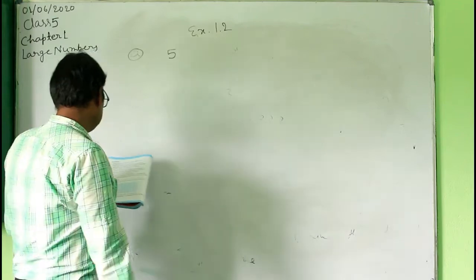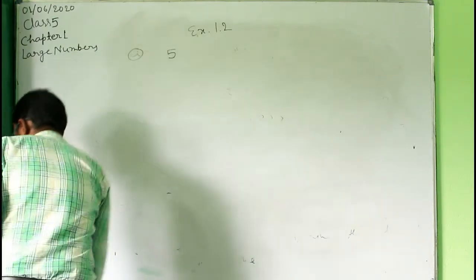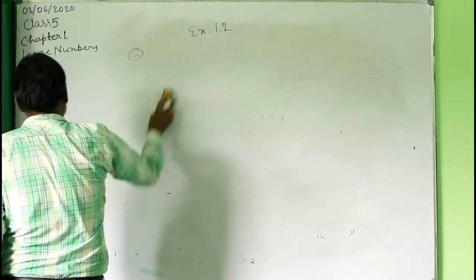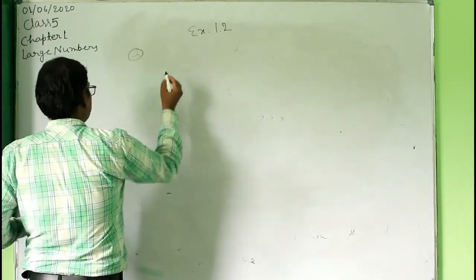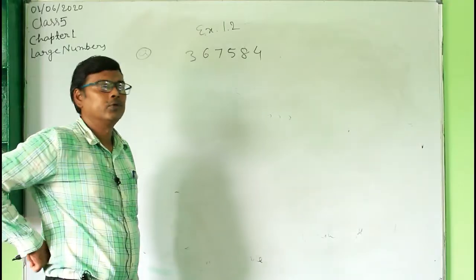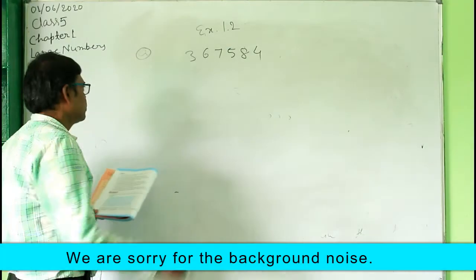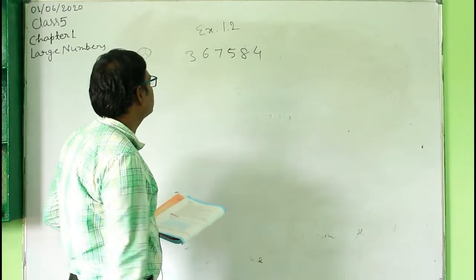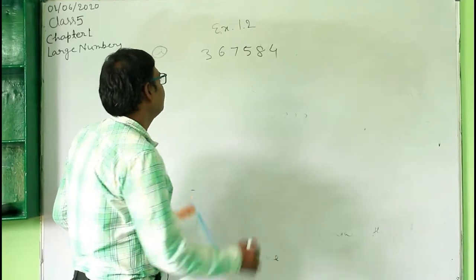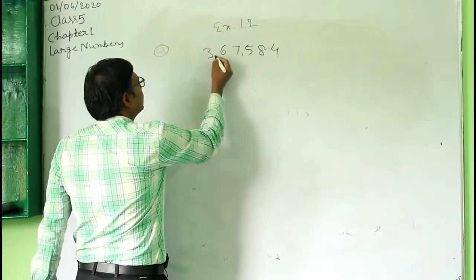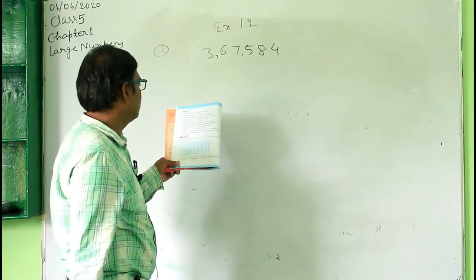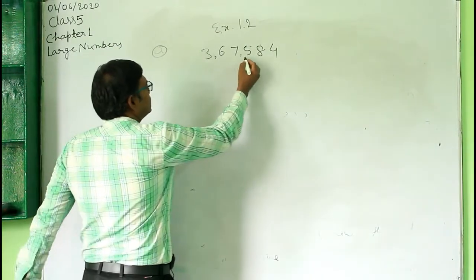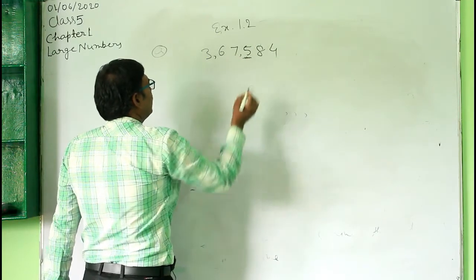The number actually is 368574. If I write the full number, this is the number 3,68,574, and I put the commas here. We have to find the face value and the place value of the number 5. This is the number 5, and we have to find its face value.